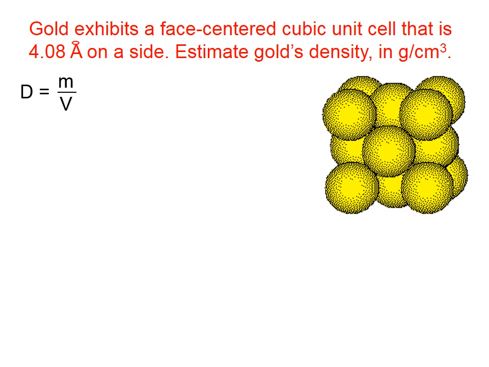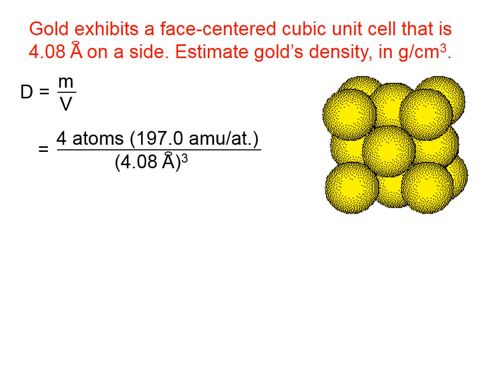What about the volume? We're told in the problem that the unit cell is 4.08 angstroms on a side. Well, the volume of any cube is the side length cubed. So this is where we stand at this point. There's the mass that's within this unit cell, and there's the volume. Now, of course, those units aren't right, because we're asked specifically in the problem to use grams per cubic centimeter. We just need to convert this into grams per cubic centimeter.